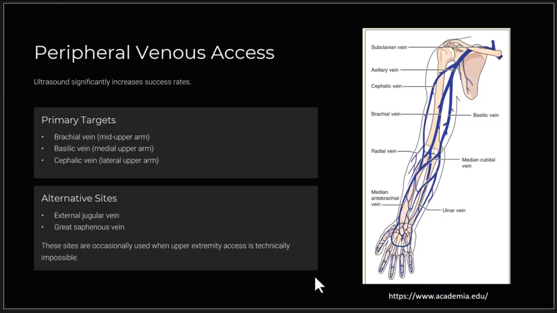The most common targets will be the brachial vein, which you'll find in the middle upper arm, the basilic vein, which is a little bit more medial, or the cephalic vein, which is a little bit more lateral in the upper arm. There are some alternative sites we use, but not primarily. That would be the external jugular vein and the great saphenous vein. We typically don't use those too often. More commonly, we're looking for that brachial, basilic, or cephalic vein.